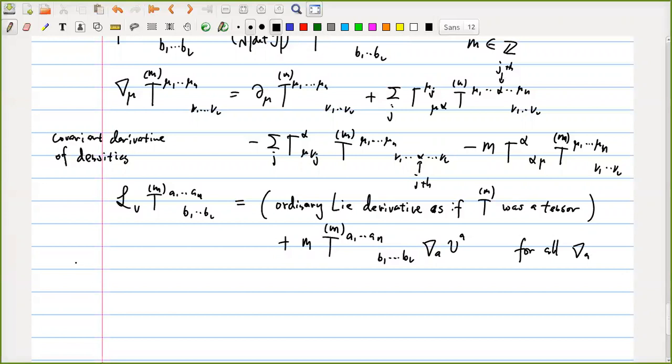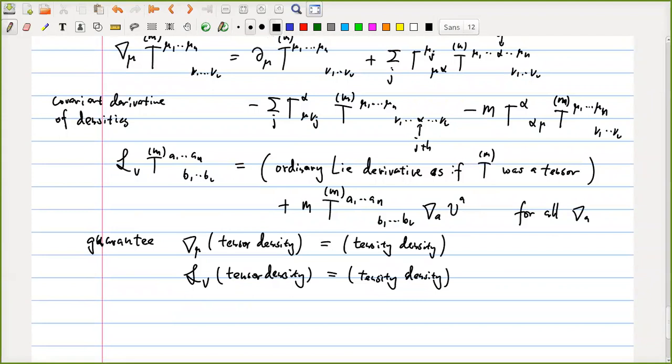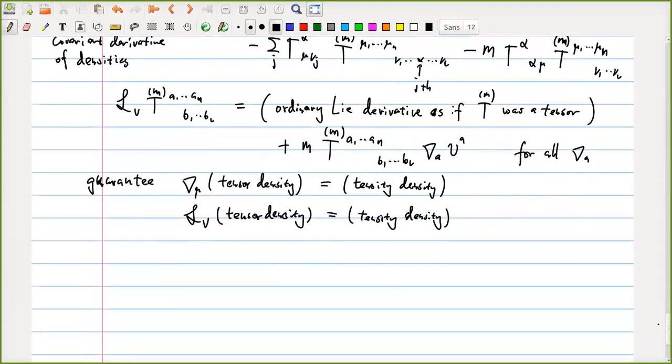And the point of those definitions is that it guarantees the result of the derivative is still a density. It guarantees that the covariant derivative acting on a tensor density is still a tensor density, and likewise for the Lie derivative. So basically the transformation rule will be preserved by the tensor density. Specifically, the transformation rule here is the same, but I write it down for you to understand.